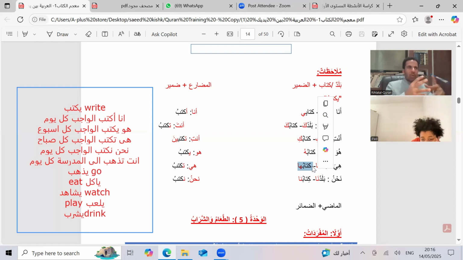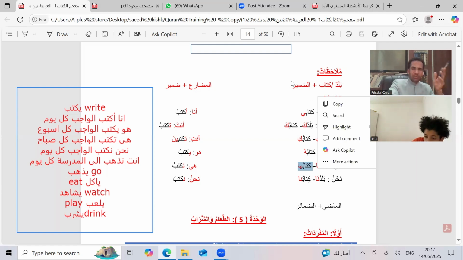Mudarris, like a teacher. How can I say he's our teacher? Huwa mudarrisuna, right? If I want to say this is our house, we say hadha baytuna. Fascinating. Now, this is what we discussed before, the possessive pronouns.